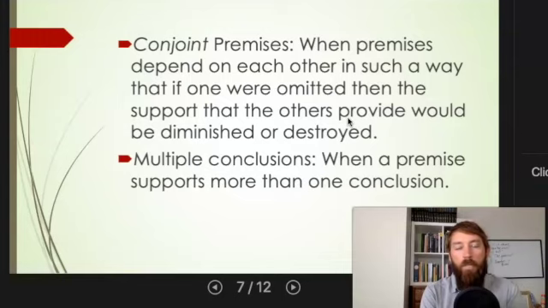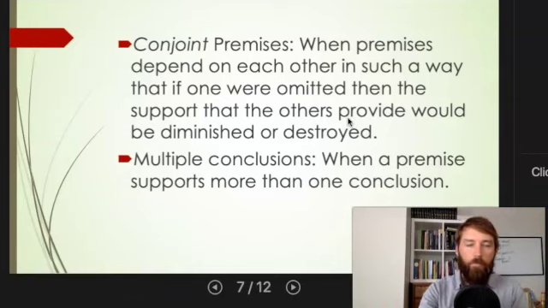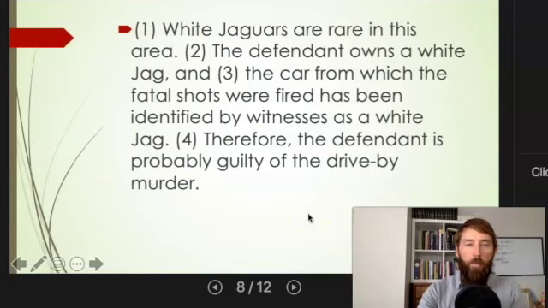But conjoined premises do not function like little mini arguments. You can't say from one premise to the next, here's a premise, therefore, like the little mini arguments that we talked about. I'll show you an example of conjoint premises next. And finally, multiple conclusions. Sometimes one premise supports more than one conclusion. That's pretty straightforward. Okay, let's look at an example.